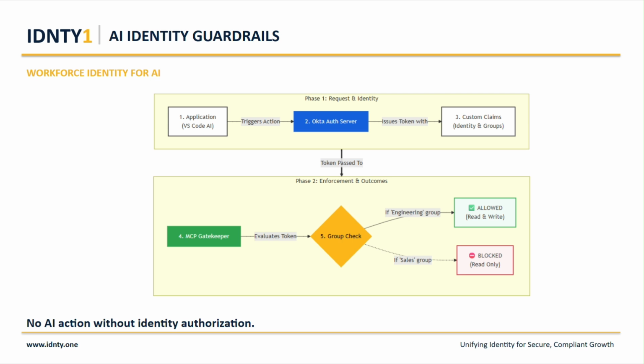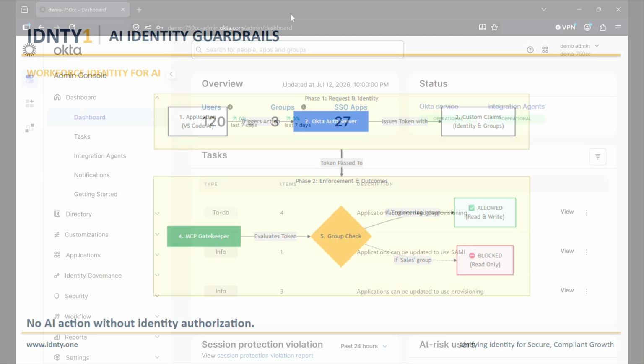We now move into the enforcement phase. Before the AI is allowed to touch the local file system or the target resource, the request is intercepted by a local MCP Gatekeeper server. The gatekeeper doesn't care what the AI wants to do. It only cares about the custom claims in the Okta token. It evaluates the token and performs a strict group check. Let's see this live in action.